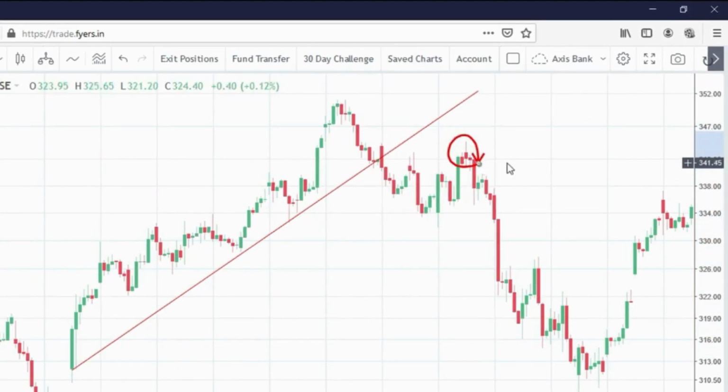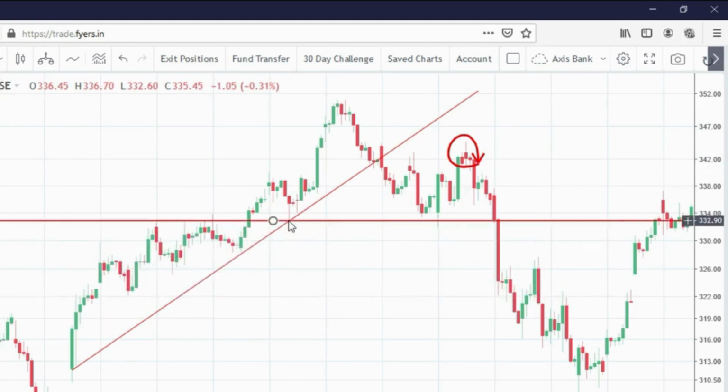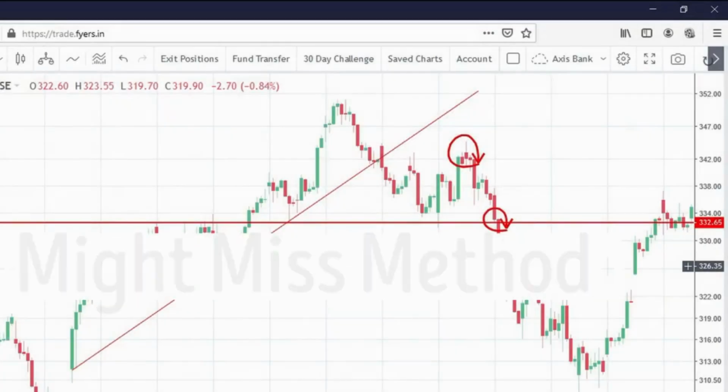This is a high-risk, high-reward trade. You can be stopped out often because the reversal isn't confirmed yet. If the prediction is right, though, it can be very profitable. Conservative method. This trader waits for the price to break clearly below the neckline support area. Because this method has more confirmation, the risk is lower.